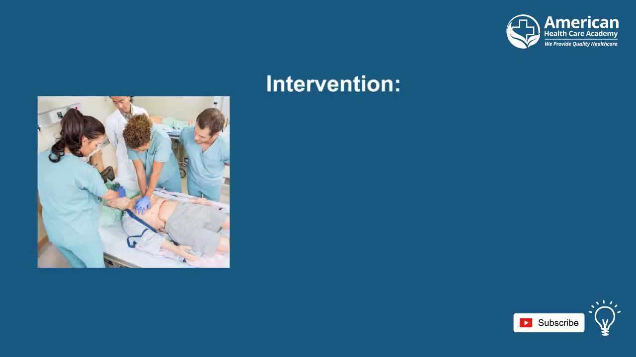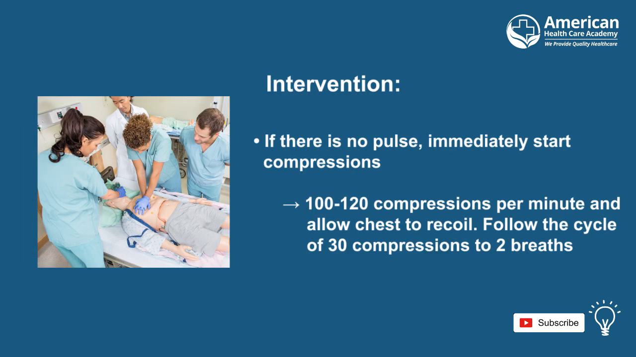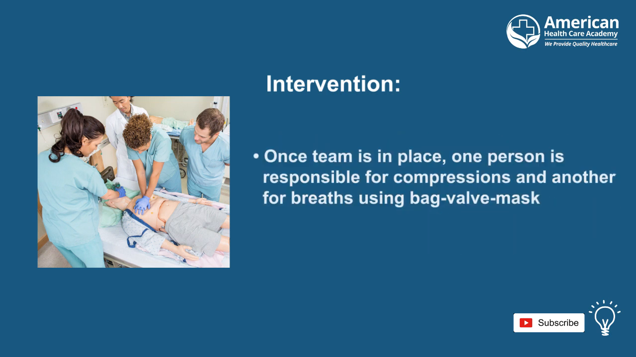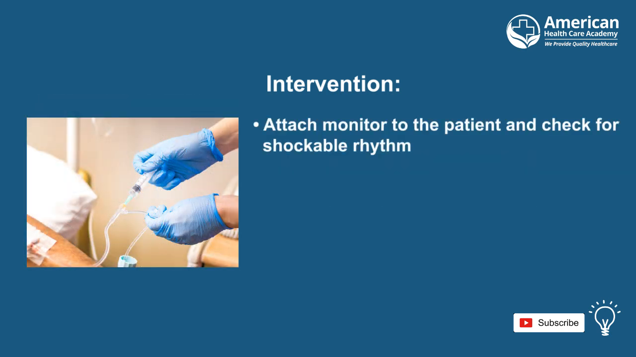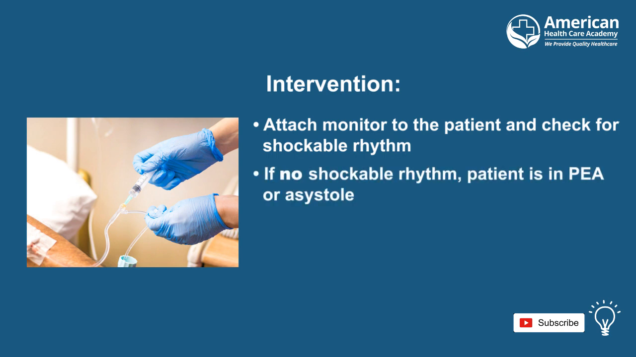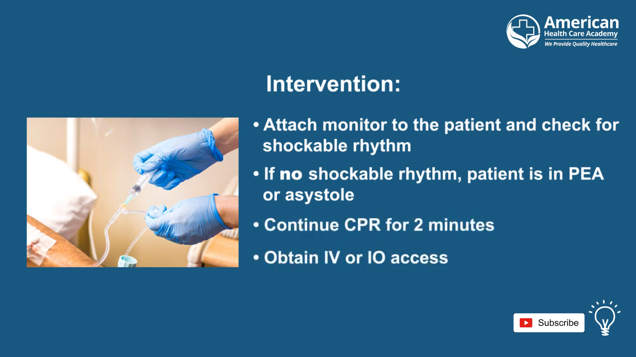Now, start with interventions. If the patient has no pulse, immediately start compressions at a rate of 100 compressions per minute and allow the chest to fully recoil, following the cycle of 30 compressions to 2 breaths. Once the code team is in place, one person will be responsible for the compression and one for breaths using a bag valve mask or BVM. Next, attach a monitor to the patient and check for a shockable rhythm. If no shockable rhythm is present, then that means the patient is in PEA or asystole. Continue CPR for 2 minutes and obtain an IV or IO access.